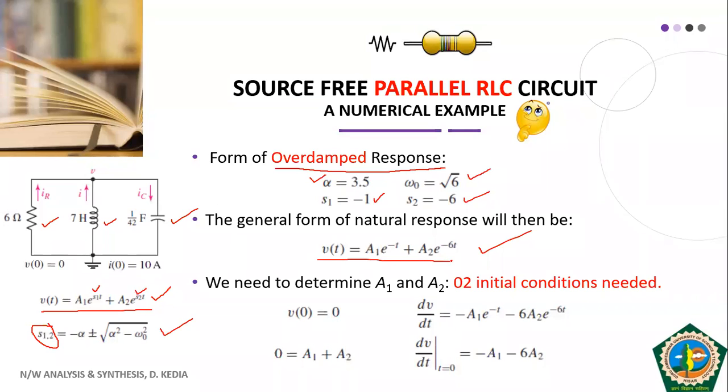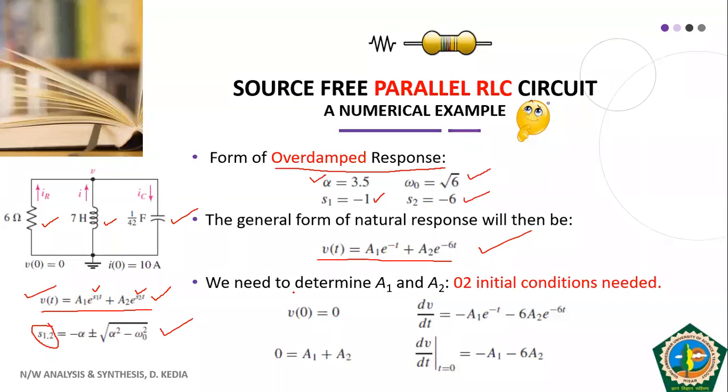If you remember, in the RL circuit and the RC circuit, we represented the natural response as A e raised to the power minus t upon tau. Whereas in the RLC circuit, we are taking the natural response as A e raised to the power st. More precisely, you take it as A1 e raised to the power S1t plus A2 e raised to the power S2t. You can take this equation as the natural response for the source-free parallel RLC circuit.